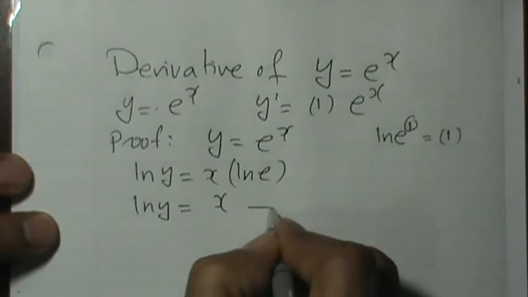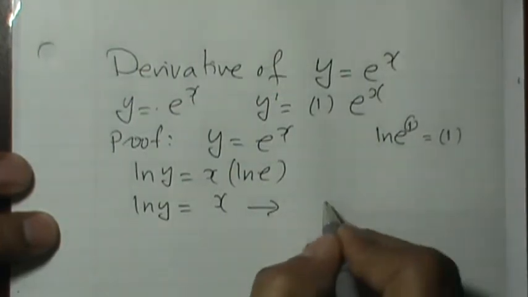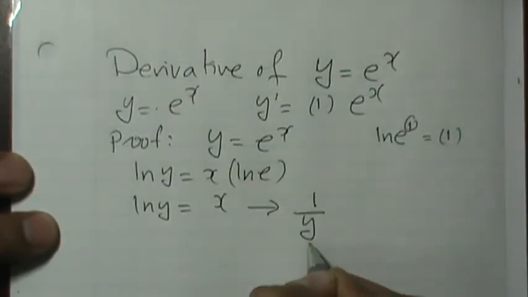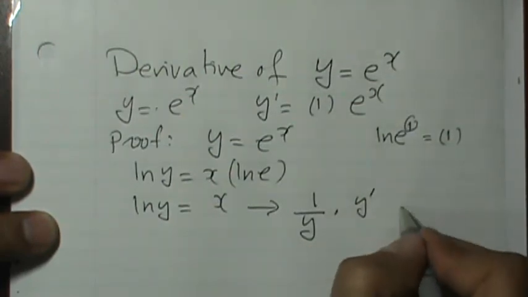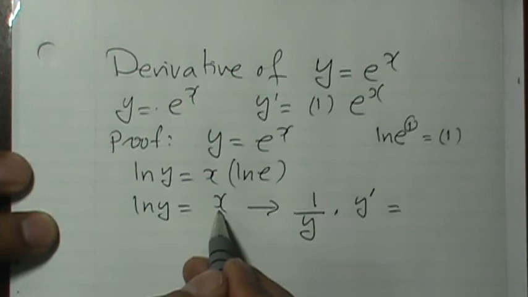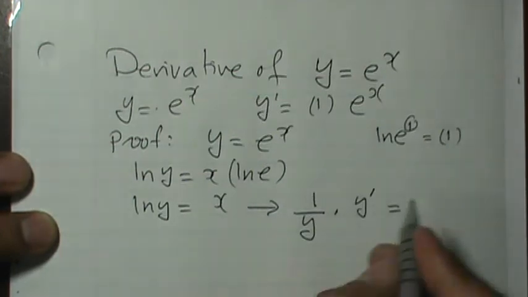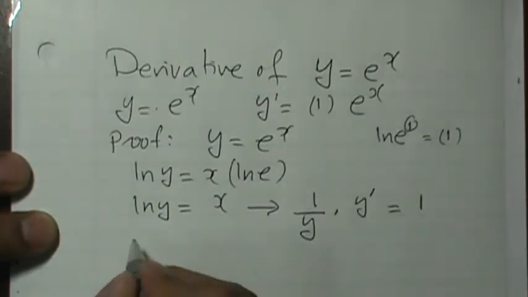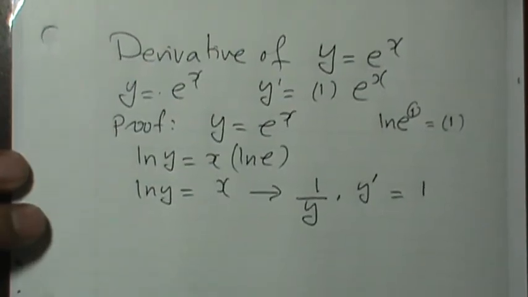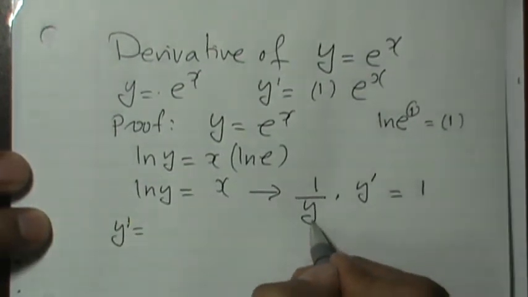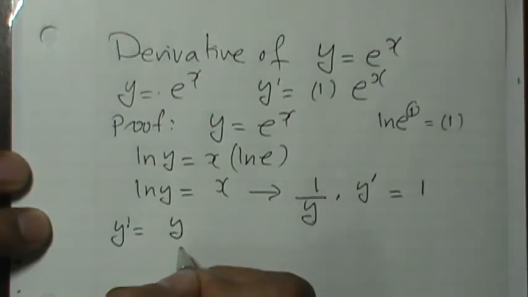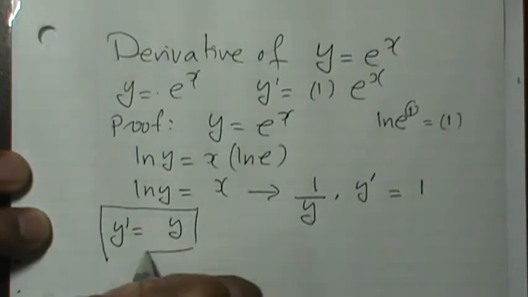so I'm going to show it to you right here. The derivative of ln y would be 1 over y, and the derivative of y, dy by dx, is y prime, equal to the derivative of x, which is just 1. So in order to get y prime by itself, we simply have y times 1, which is just y. Now here we go, we have y prime equals y.